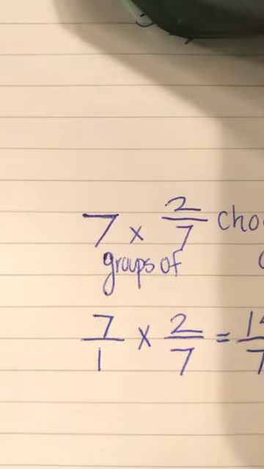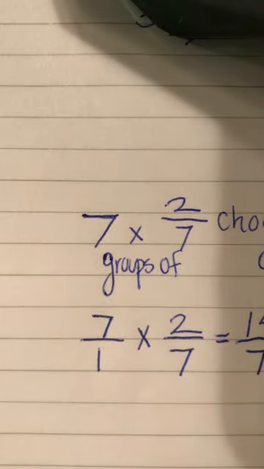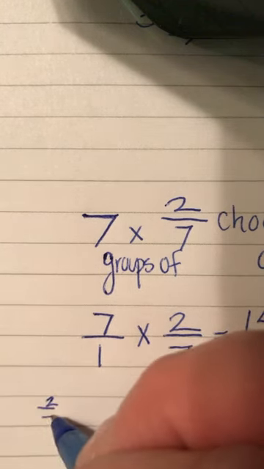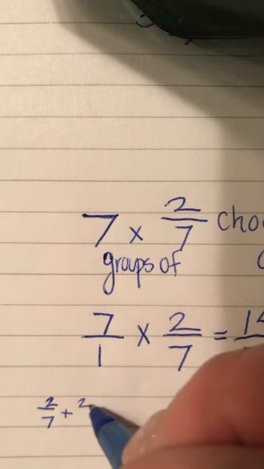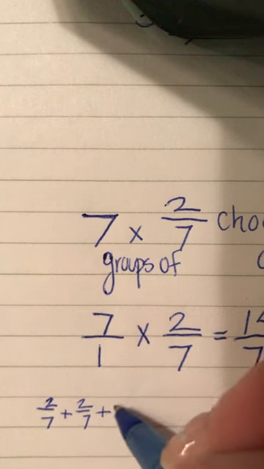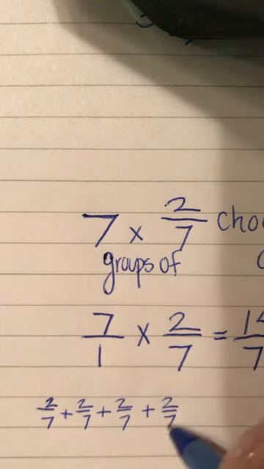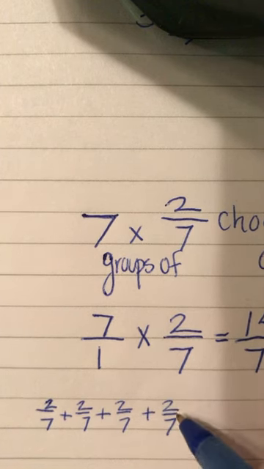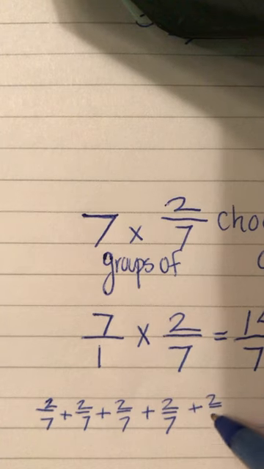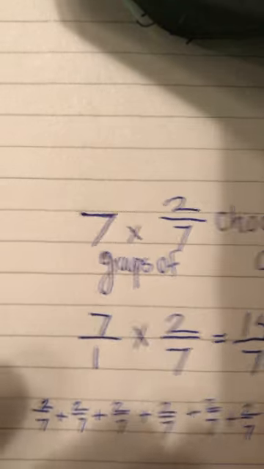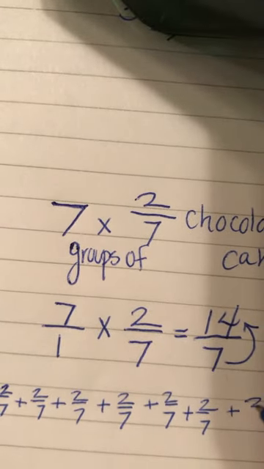And I really do want to show you guys, if we were to do the repeated addition, you would see, okay, so this cake pan has 2/7. This cake pan has 2/7. This cake pan also has 2/7, and so on, for all seven cake pans.